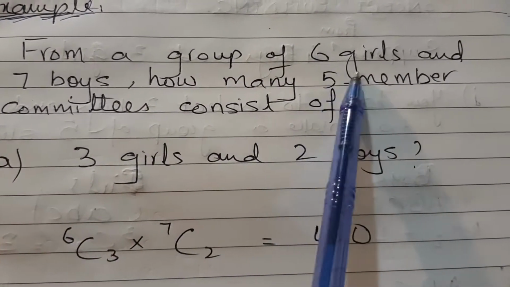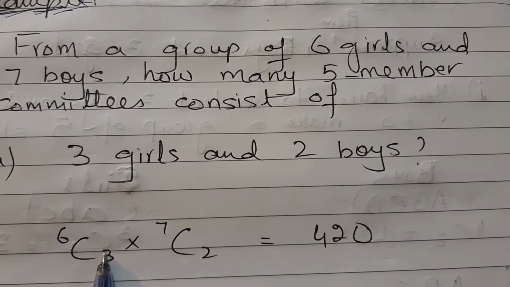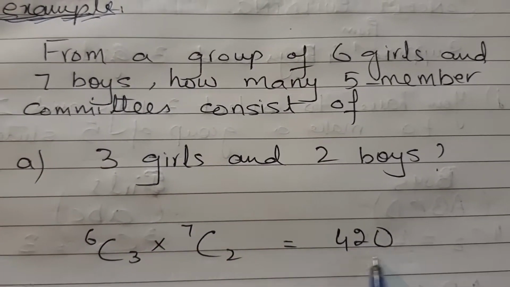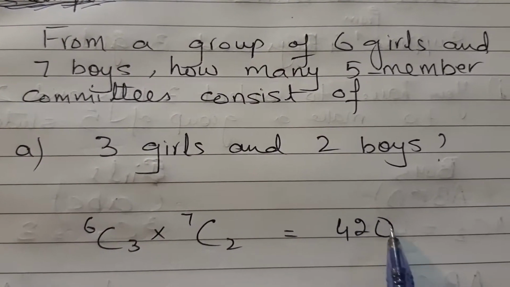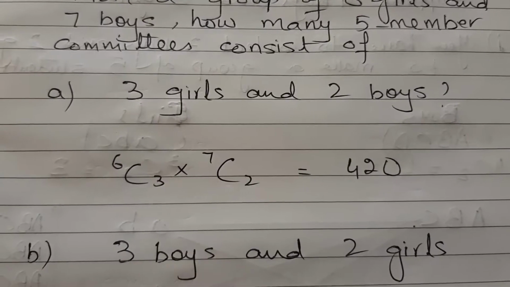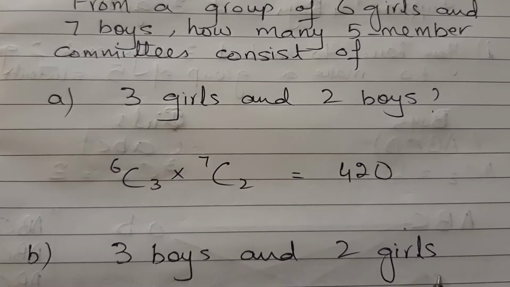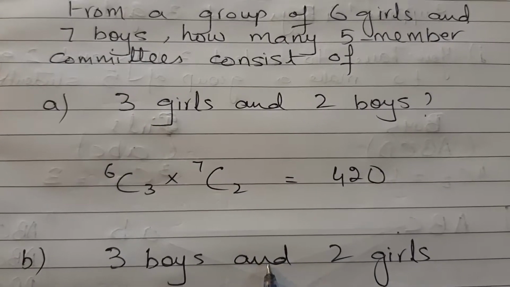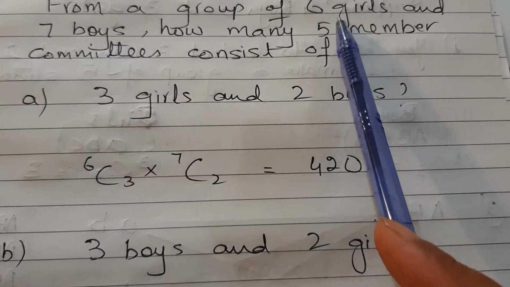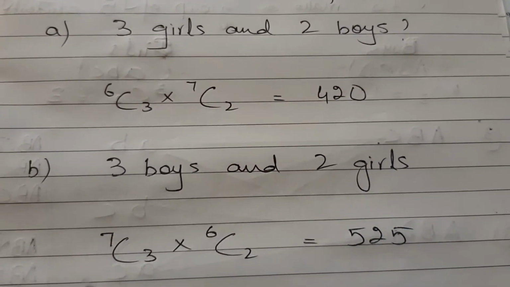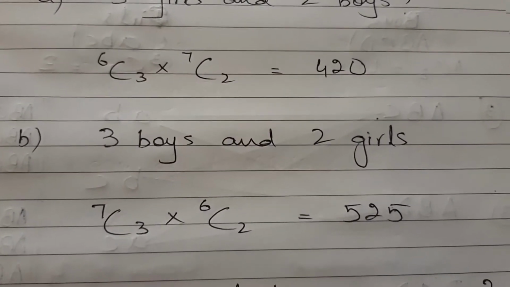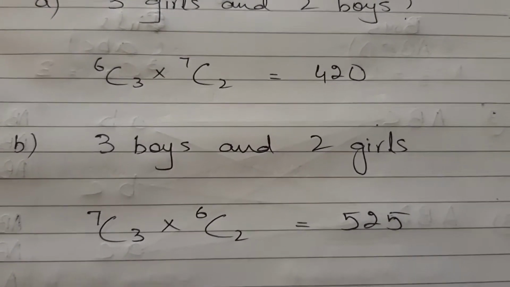So 3 girls from 6 girls, 6C3, multiplied by 2 boys from 7, 7C2. So these are the number of committees you can make which will have 3 girls and 2 boys. Part 2 is saying, I'm not showing you the solution here, 3 boys and 2 girls. So again, 'and' will be taken by multiplication. 3 boys means 7C3 and 6C2. So 7C3 into 6C2. So this is the answer for 5 member committees which have 3 boys and 2 girls.